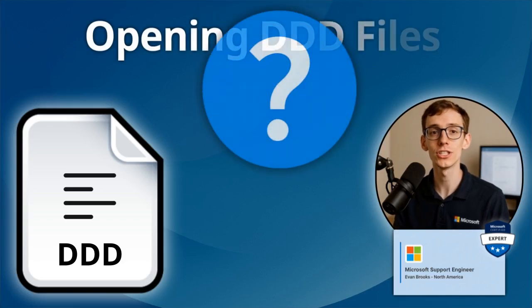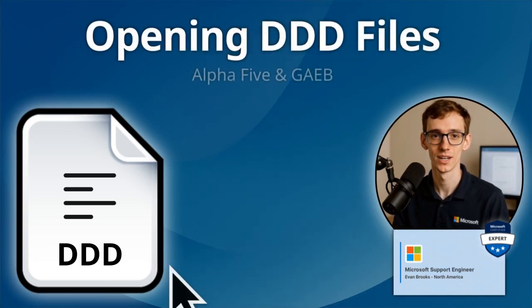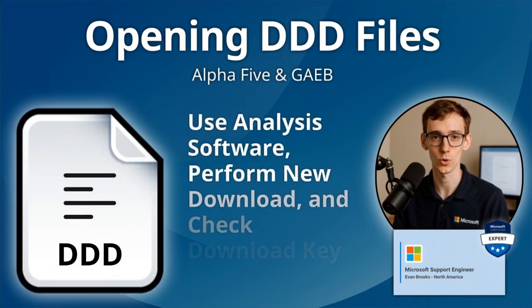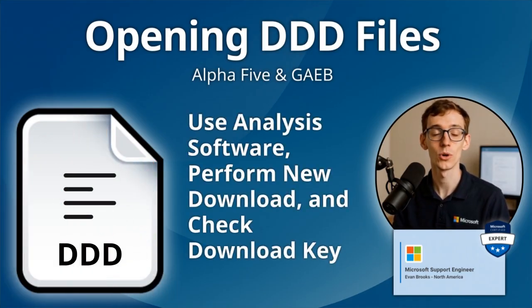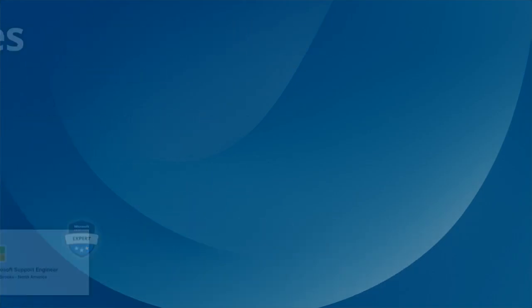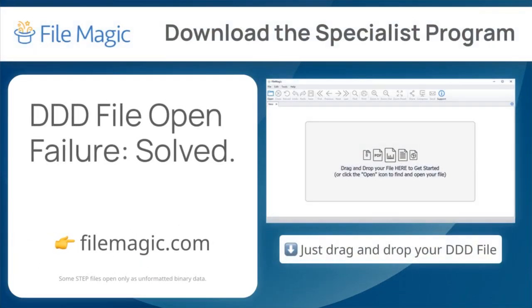If you see a .ddd file, you are likely dealing with the Alpha 5 database or a German construction format. You cannot open this with Excel. I'm Evan Brooks, Certified Support Engineer. I'll show you the specific viewers required for this data. I'm saving the most convenient solution for last.